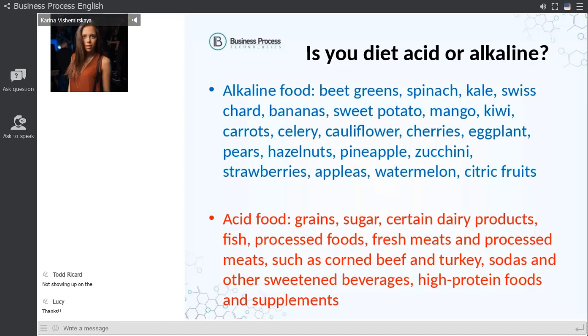Acid food. What is acid? What is bad for our pH? Grains, sugar, certain dietary products, fish, processed food, fresh meat and processed meat, such as corn, beef, and turkey, sodas and other sweetened beverages, and high-protein foods and supplements.